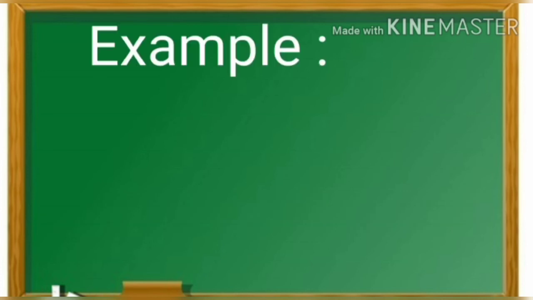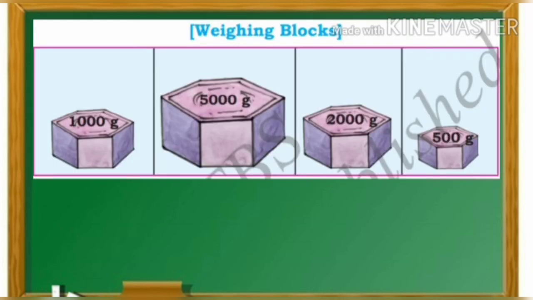Children, now we will see another example. Observe the following weights. Arrange them in ascending order. Now we are going to write in ascending order. Which number should be written first? The smallest number should be written first. Which is the smallest weight among these? 500. Now, among the remaining weights, which is the smallest number? 1000.